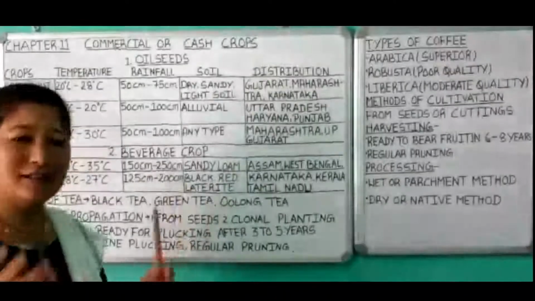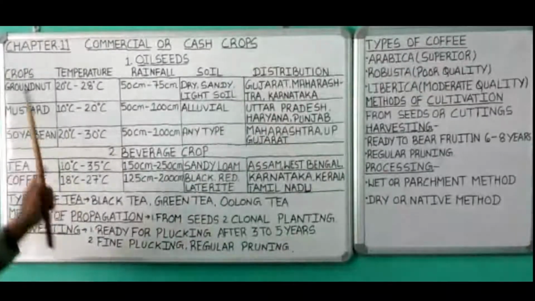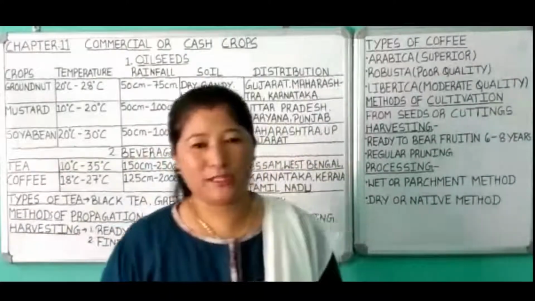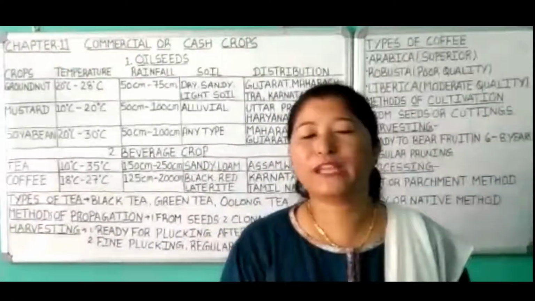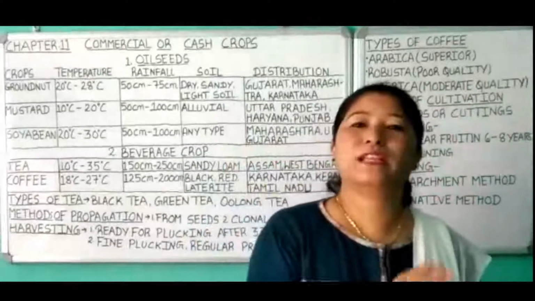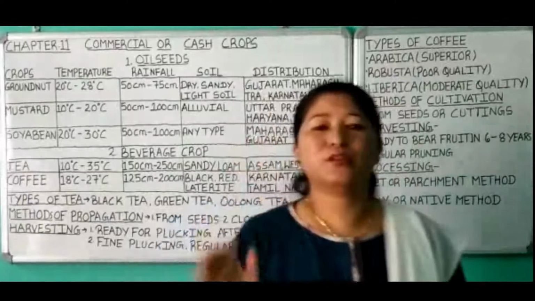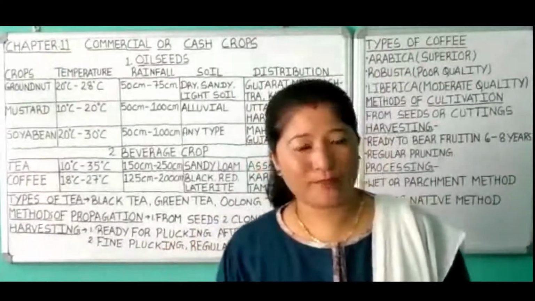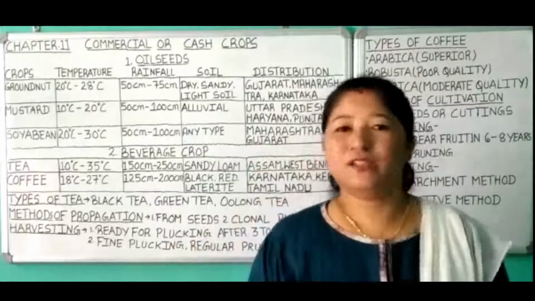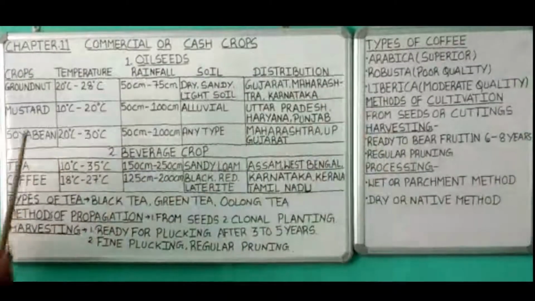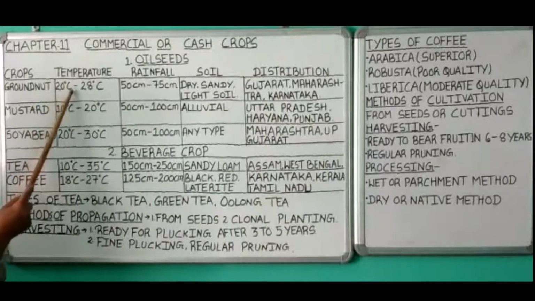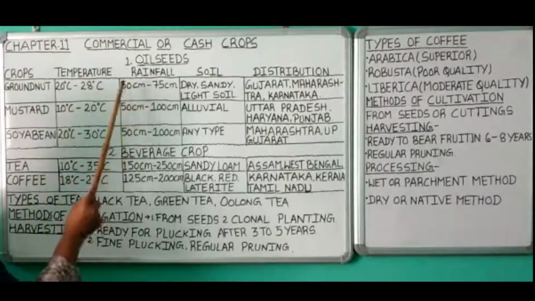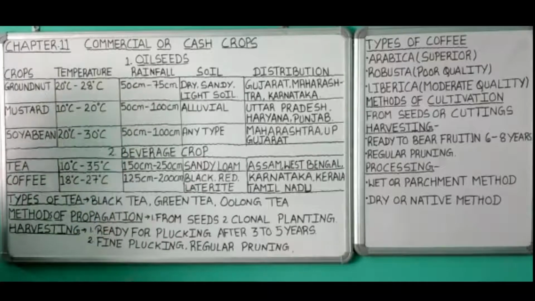Now let's study the geographical requirements. First, groundnut. India is the largest producer of groundnut in the world, and it's a typical low growing leguminous plant that adds valuable nutrients, or nitrogen, to the soil. It is mostly grown as a kharif crop, that is, in the months of June and July. See the requirements now. Temperature: it requires 20 degrees Celsius to 28 degrees Celsius, and moderate rainfall, that is 50 centimeters to 75 centimeters.